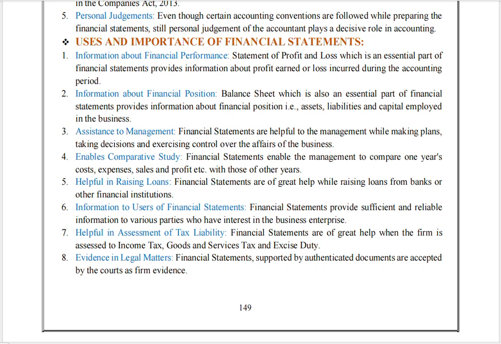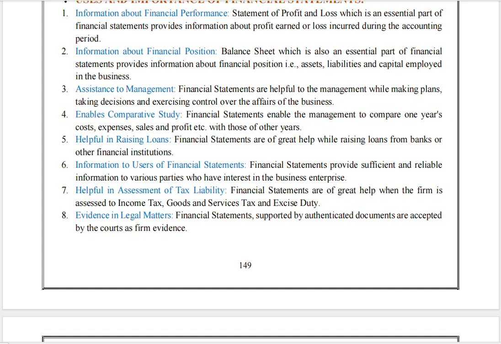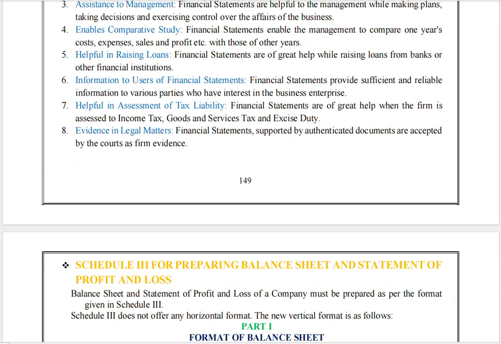Evidence in legal matters: accounting is actually based on evidence. You must remember the verifiable accounting concept, that accounting is based on what? Evidence, right? Vouchers, bills, cash memos, it is based on those. It means every transaction has its proof. So accounting records can be produced in court as evidence in legal matters. Okay, now moving forward.